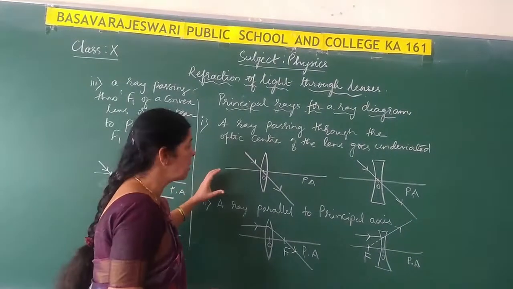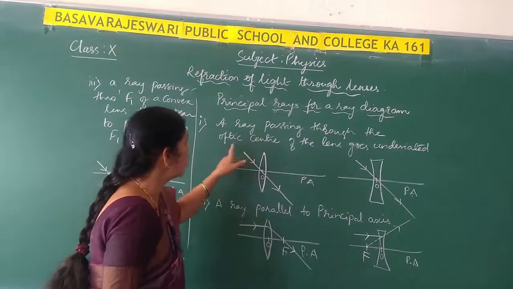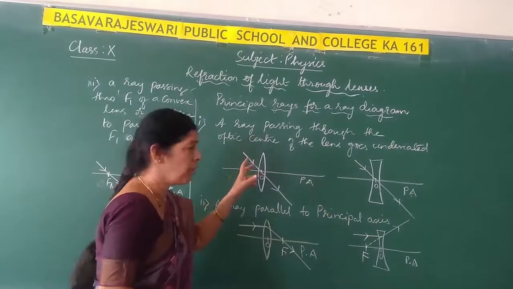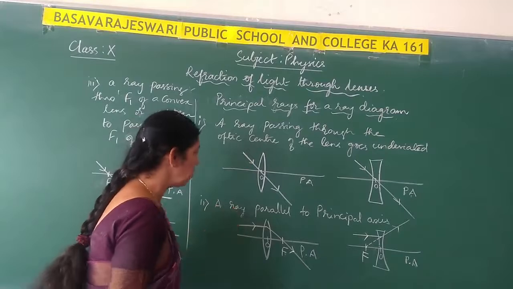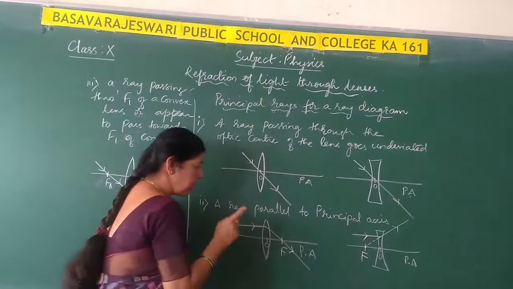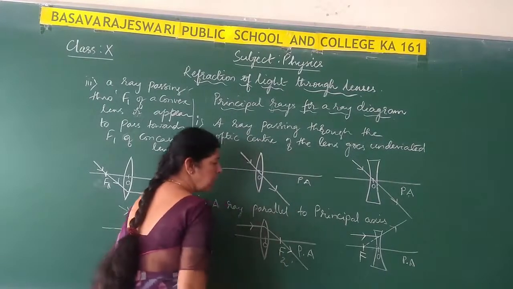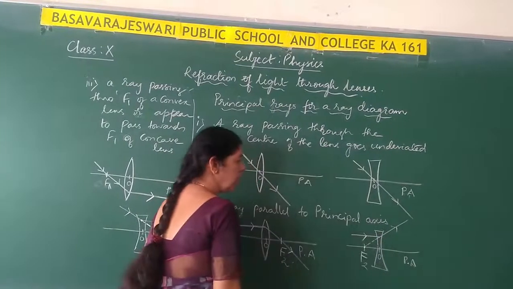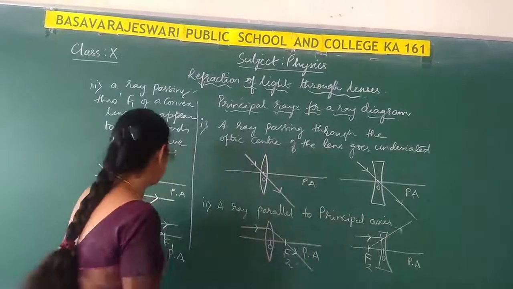So, let me repeat which are the three important rays for us to construct a ray diagram. A ray passing through the optic center of the lens goes undeviated, and don't forget to draw the arrowheads for these rays. Then next, a ray parallel to principal axis of a convex or concave lens. For a convex lens, after refraction, it must pass through the principal focus. This will be F2 here, right? And this is also F2. A ray which is parallel to principal axis of a concave lens will diverge, but it appears to come from F2. Is it not?